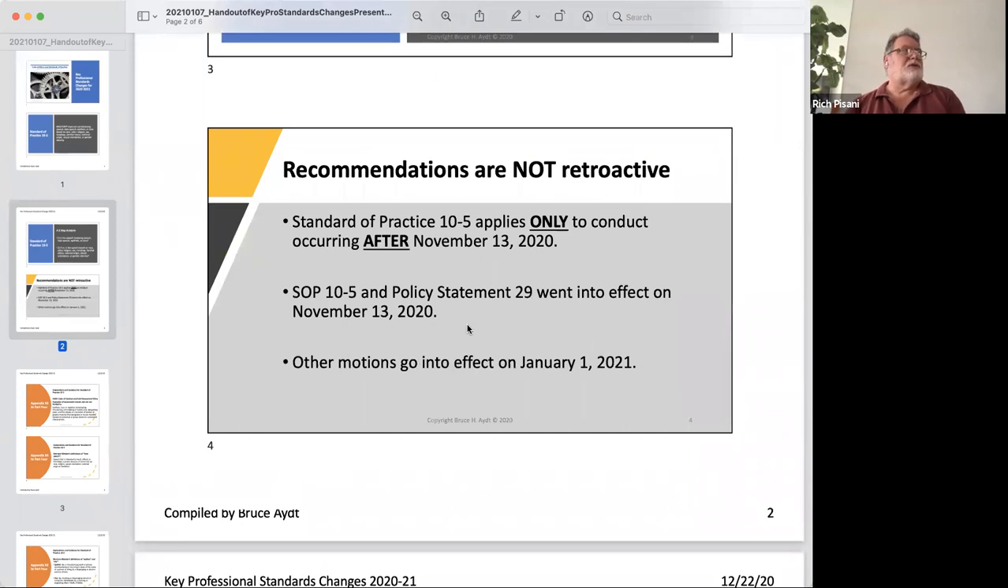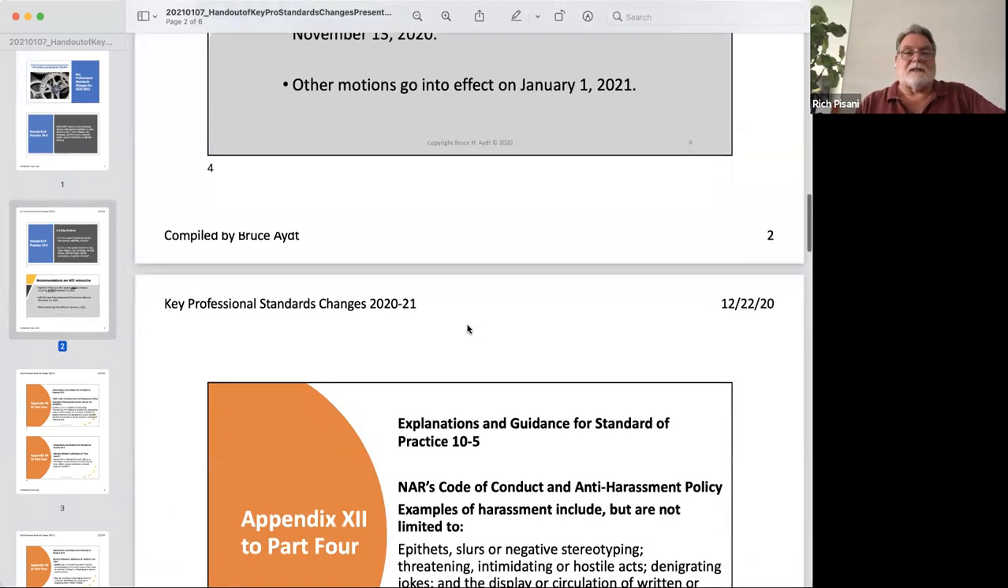I want you to be aware that this is not retroactive. This standard of practice went into effect on November 13th, 2020. So everything prior to that was fair game, I guess you would say. And after November 13th, 2020 is when you can be disciplined for a violation of this standard of practice.